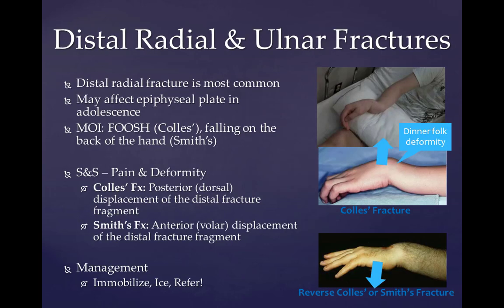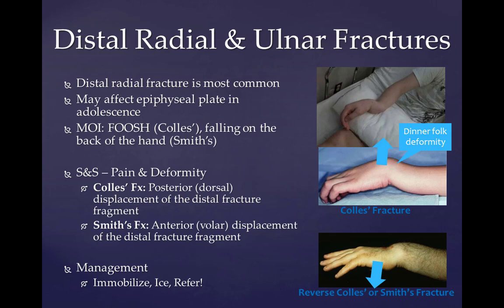A fracture of the forearm can be classified as to whether it involves only the ulna, which is known as an ulnar fracture, only the radius, which is a radial fracture, or both, which is a radial ulnar fracture. Fractures of the distal forearm are most likely to occur at the radius. In young patients, the epiphyseal plate may be the site of fracture.